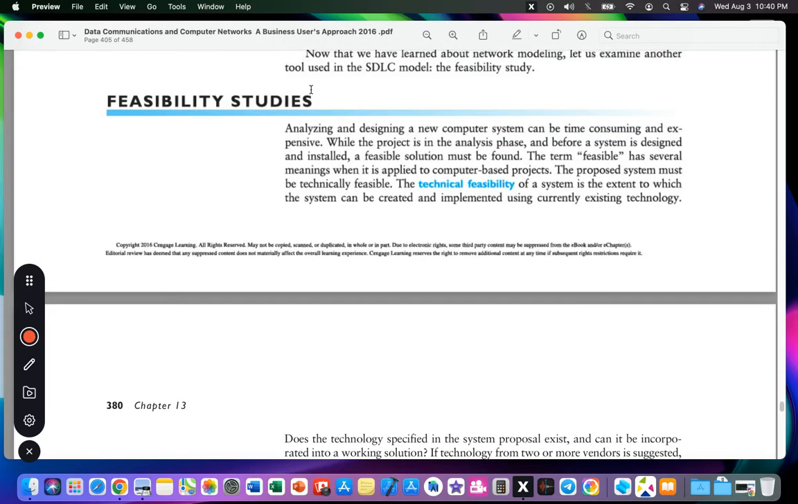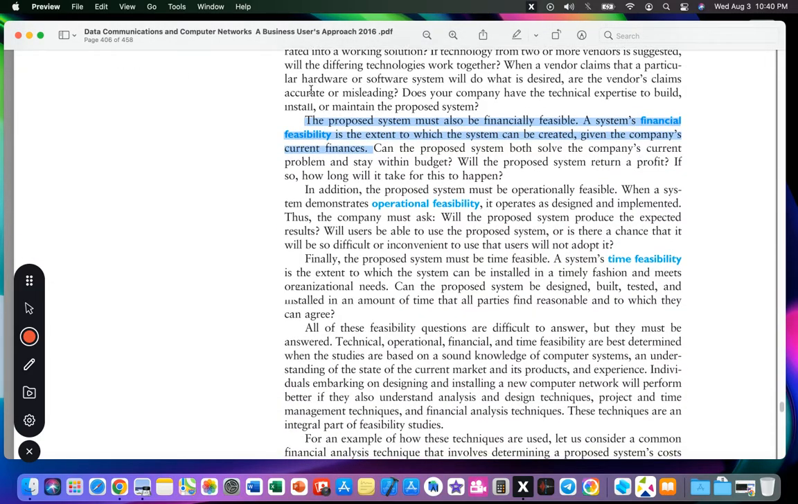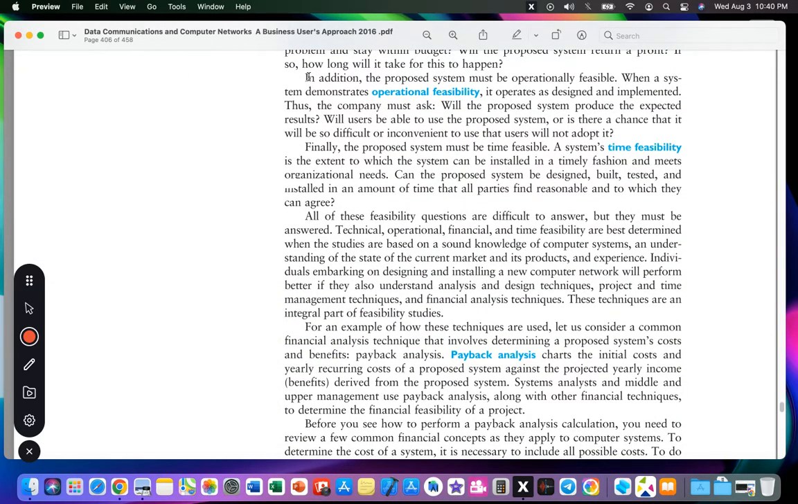So now we have technical feasibility, financial feasibility, and we will have operation feasibility, time feasibility. 4 types. In addition, the proposed system must be operationally feasible. When a system demonstrates operational feasibility, it operates as designed and implemented.